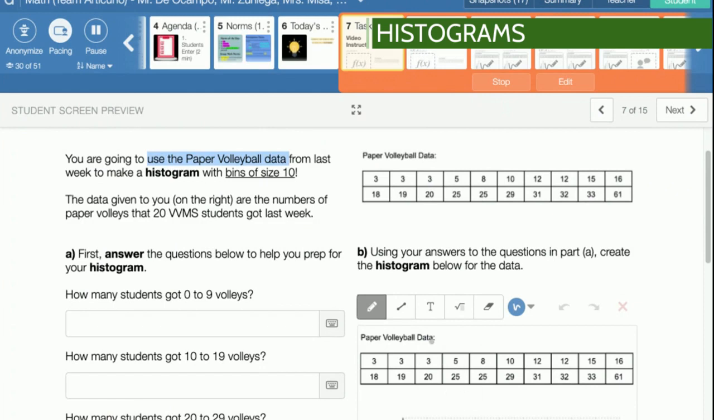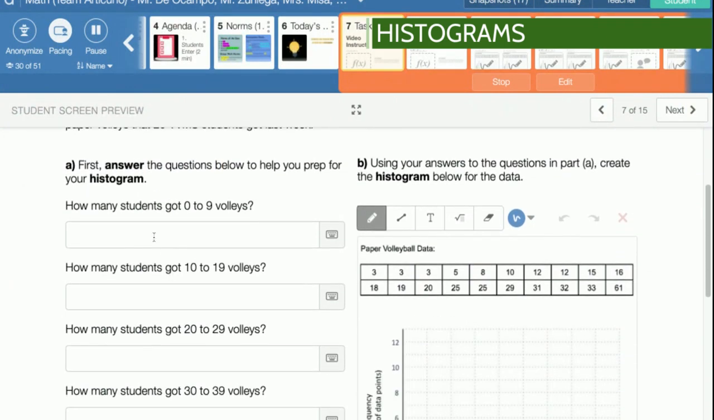And the nice thing is you can mark it here, all right? And now it says, these are the number of paper volleys that students got last week. First, answer the questions to help you prepare for the histogram. How many students got 0 to 9 volleys? Now, some classmates started color coding this. So maybe you can use green and then figure out how many people got 0 to 9 volleys.